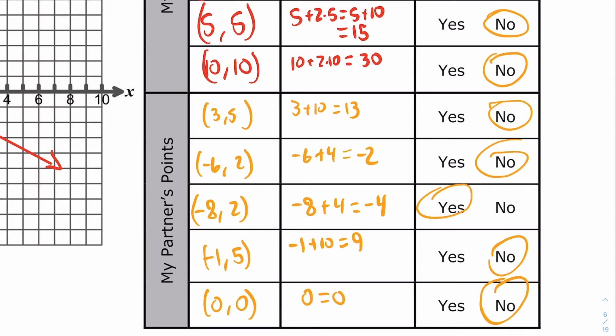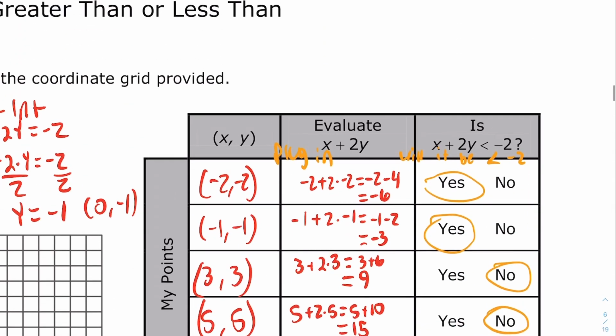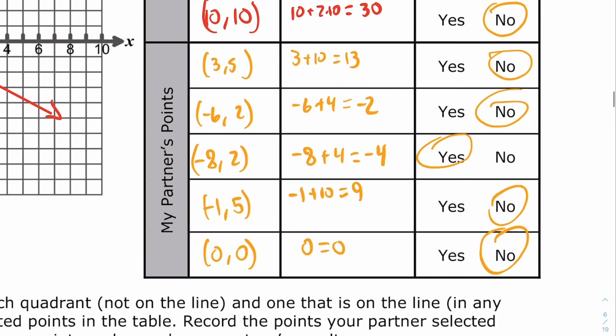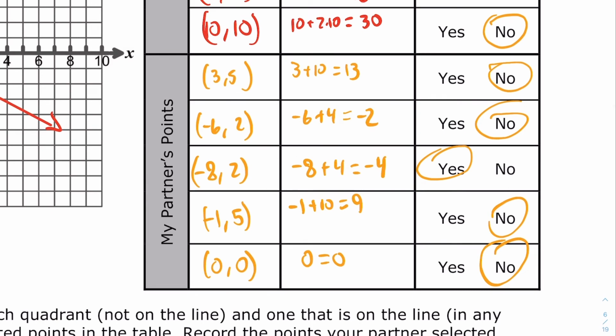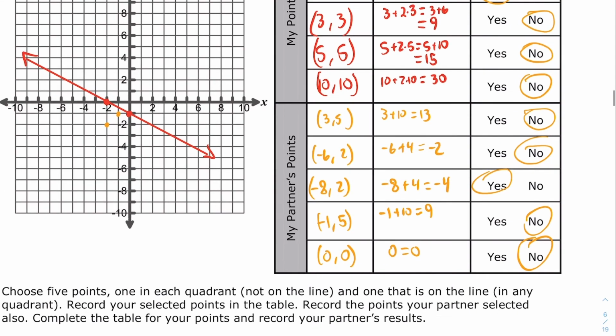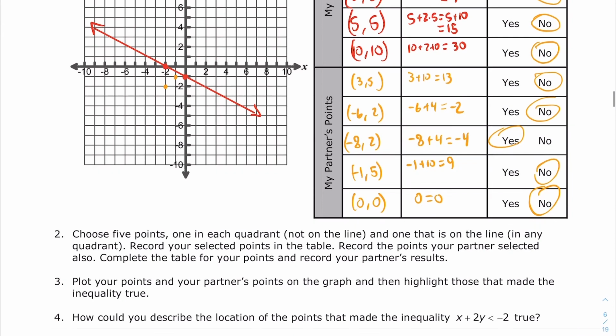Okay, I've checked them. 13 is not less than negative 2. Negative 2 is also not less. It's almost, but it's actually equal to. And the original inequality said less than negative 2, not equal to. The next one is a yes. Next two are no's. Now let's see what it wants us to do after that.